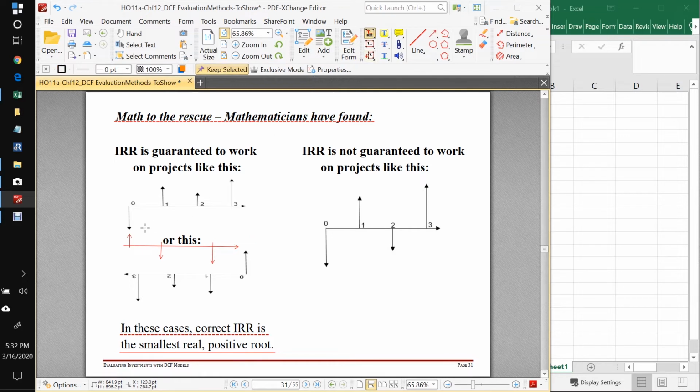We have here one positive and all the rest are negative. That's going to be fine. And I could draw a similar cash flow diagram here where these 3 would be positive and this one would be negative. So there's 4 possibilities where this will work for us. The correct IRR is the smallest real positive root, but it does not work for these general random positive, negative, who knows types of projects.